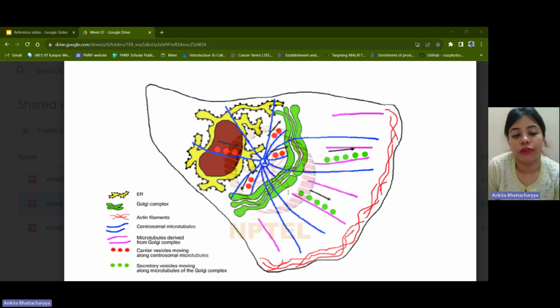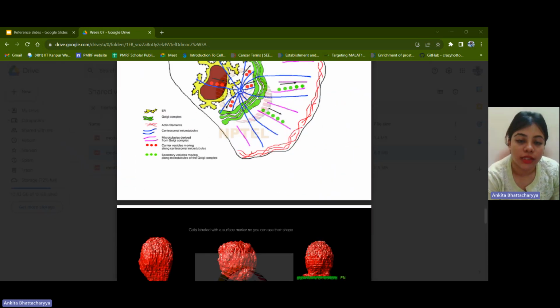So secretory vesicles in some cases are moving along microtubules of the Golgi complex, and the ones that you see in red are moving along the centrosomal microtubules, based on what the cargo is, where it needs to go, and who is mediating its transport. The type of cytoskeletal element that is associated with it could also vary. So that's what we see in this figure.